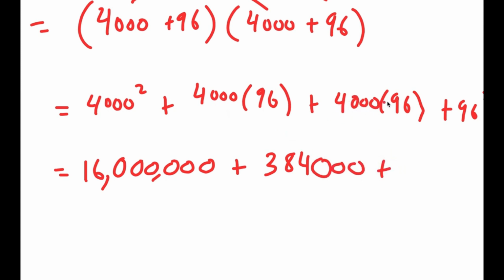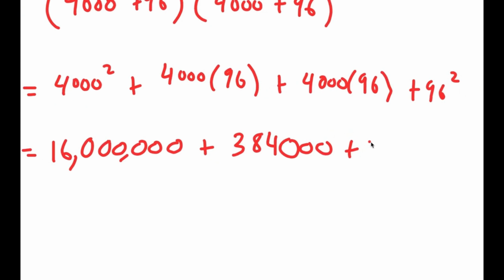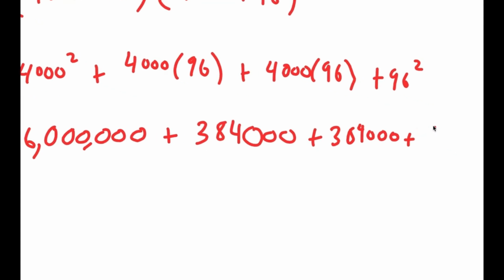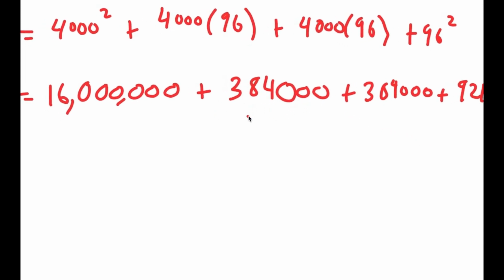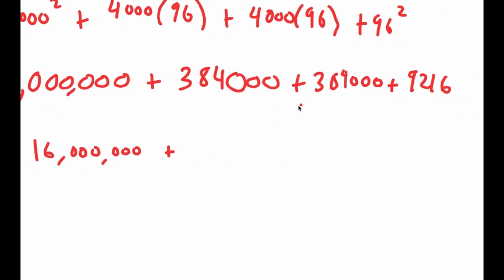So plus, again, 4,000 times 96, which is 384,000, plus 96 squared, which is 9,216. Now all we have to do is add all of these up, which is fairly simple. So I get 16 million plus, let's first start by adding up 384,000 plus 384,000. That's going to be 768,000 plus 9,216.